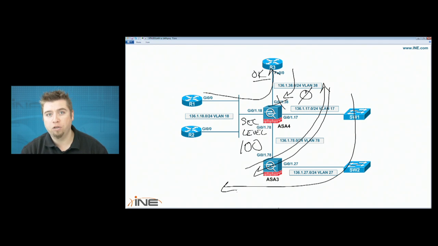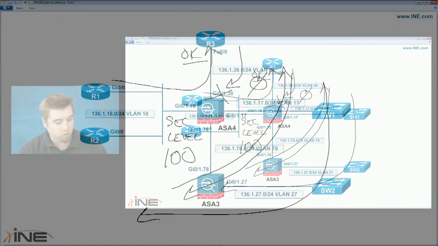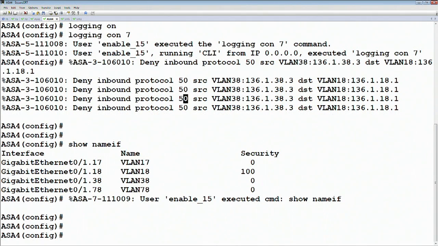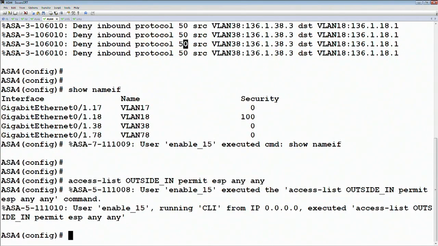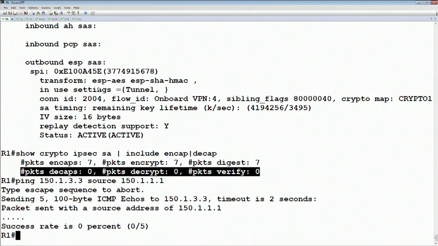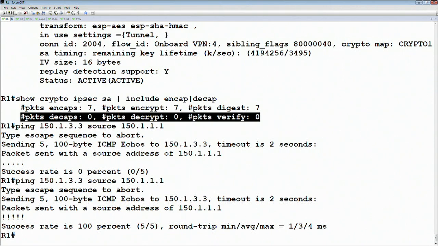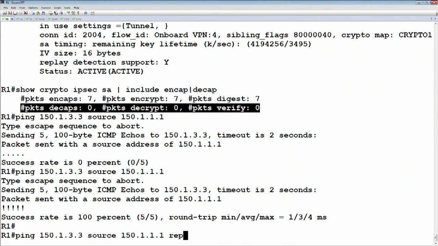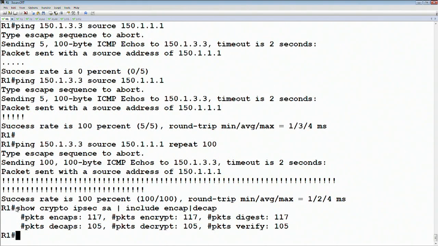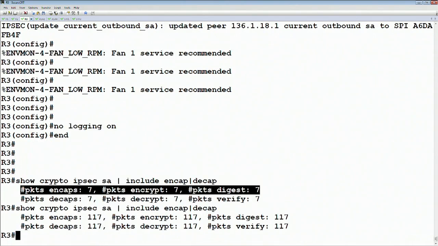So there's a couple different ways that we could fix this problem. One would just be to go to the ASA and say, don't deny protocol 50. So we could do something like this. We could say, access-list outside_in permit esp any any, and access-group outside_in in interface, whatever that is, interface VLAN 38. Okay, now on router 1, if we send the pings, we can see now the traffic is going through. Let's say repeat 100 packets. If we look at our counters now for the encaps and decaps, we should see that these are pretty close to each other.